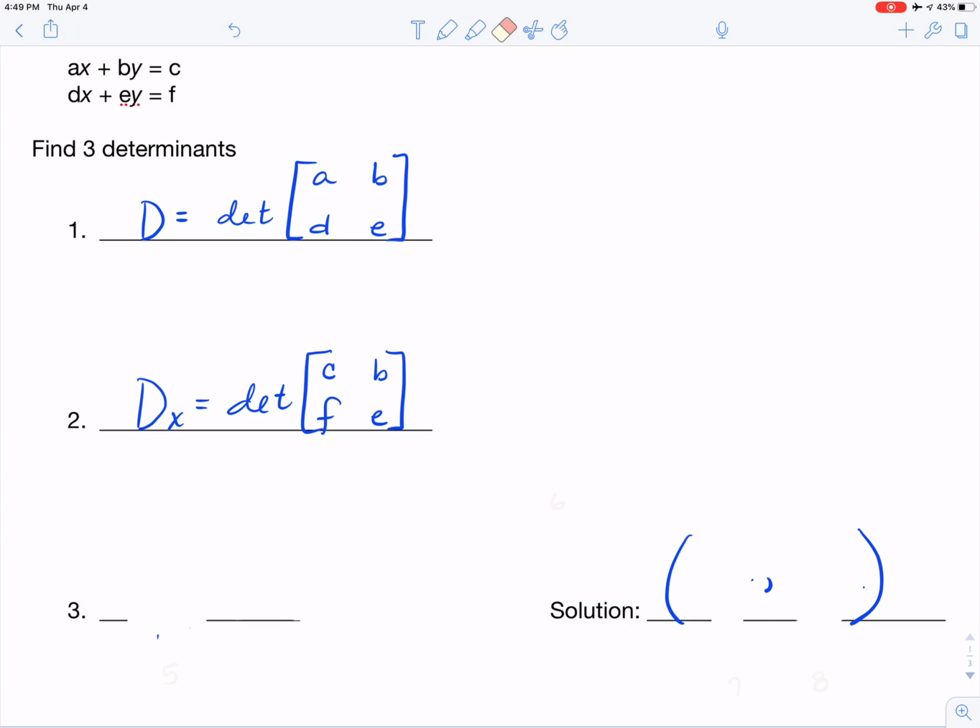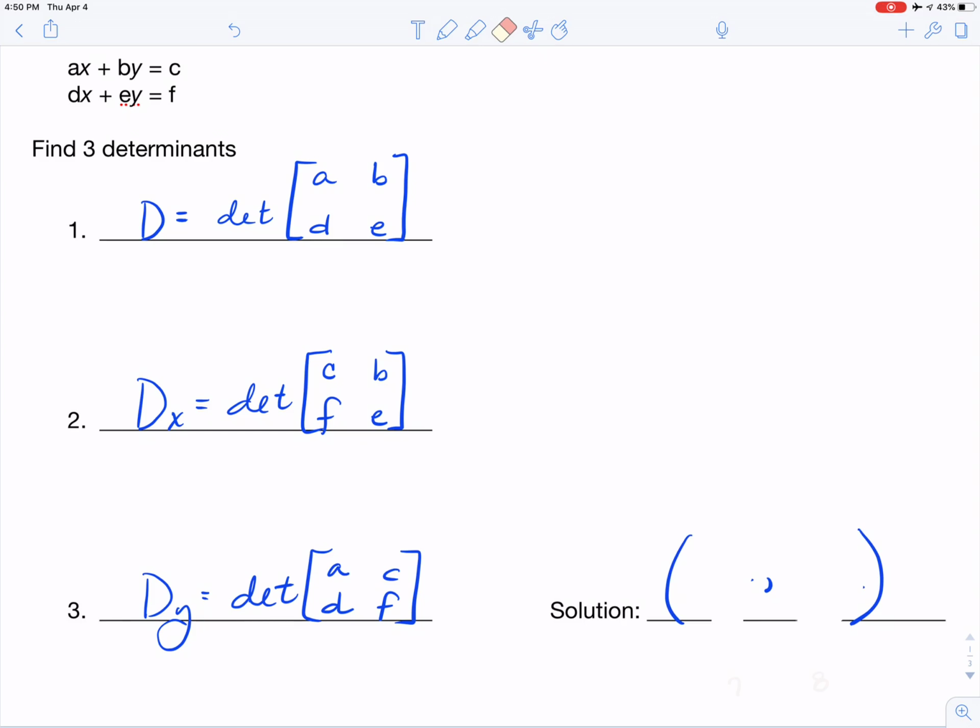The third determinant that you're going to have to find is going to be D sub y. And you guessed it. The way that you're going to find D sub y is to leave the x coefficients alone, take out the y coefficients, and replace them with the constants.